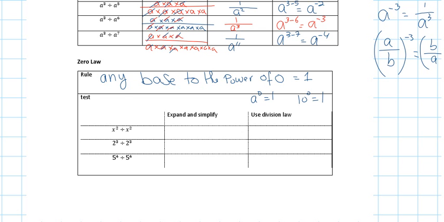Okay, so in this case, it's x2 minus 2, so that's x to the power of 0, that's 1. If I do this, 2, 3 minus 3, so that's 2 to the power of 0, that's 1. 5, 4 minus 4, that's 5 to the power of 0, that's 1. Anything to the power of 0 is 1. Division law is when you subtract your exponent.